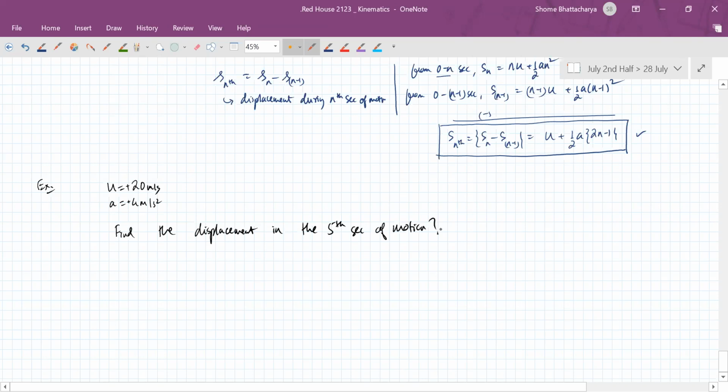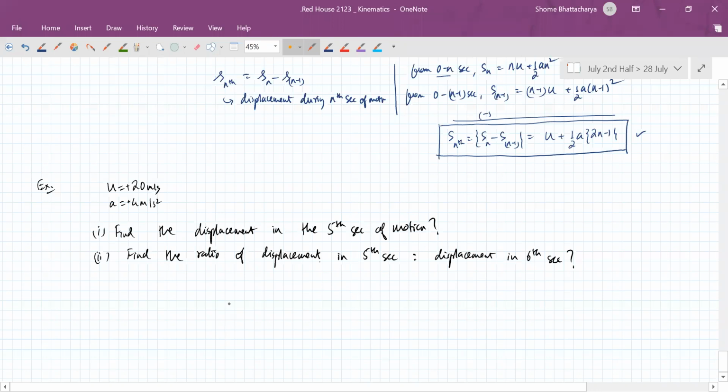Or sometimes we have also an interesting question of this type, that find the ratio of displacements in, let's say, the 5th second to displacement in, let's say, the 6th second. So since it has a positive acceleration, obviously with each second, the displacement will go on increasing. So this ratio should be less than 1. But anyhow, let's see.